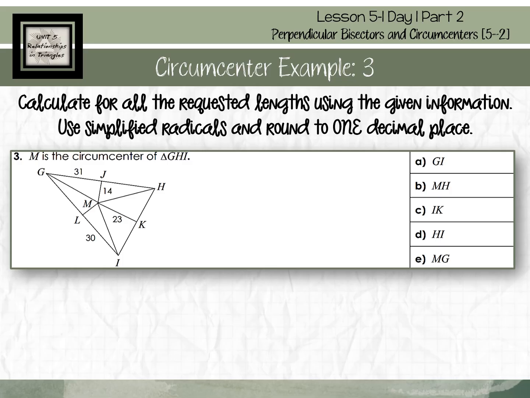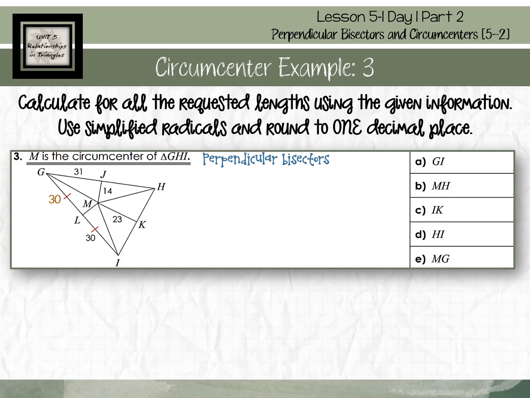Calculate for all the requested lengths using the given information. This is circumcenter example number 3. M is the circumcenter this time of triangle GHI. So they're perpendicular bisectors that create it. So segment MJ is a perpendicular bisector. Segment ML is a perpendicular bisector. Segment MK is a perpendicular bisector. Not everything's marked, but that is true.